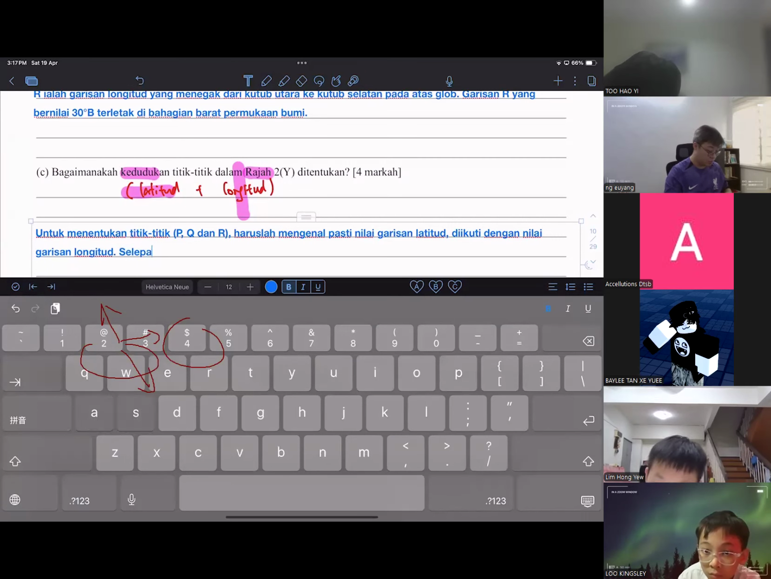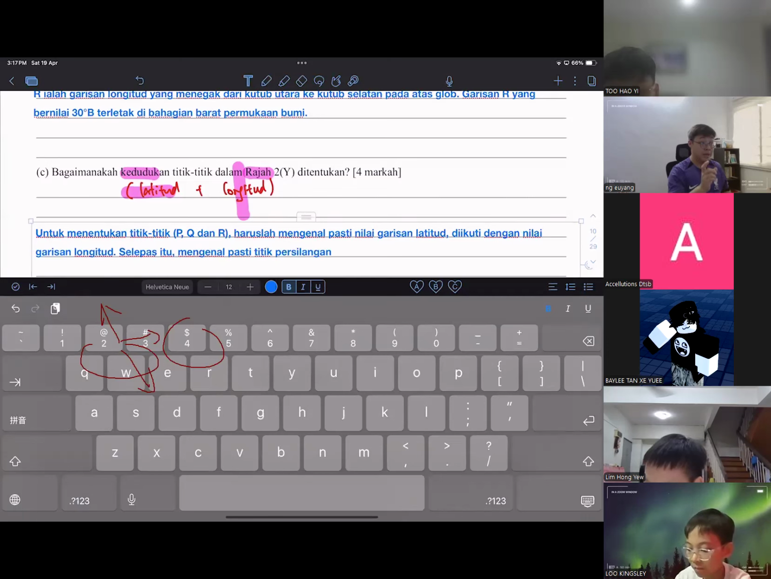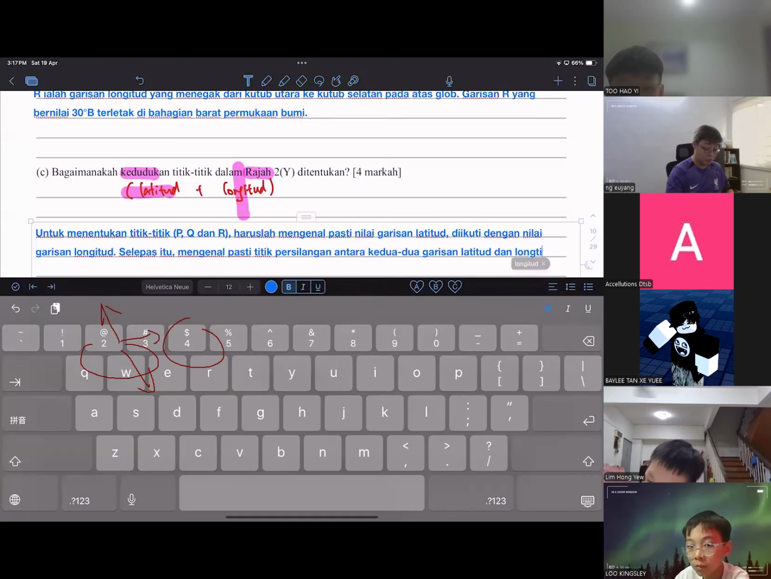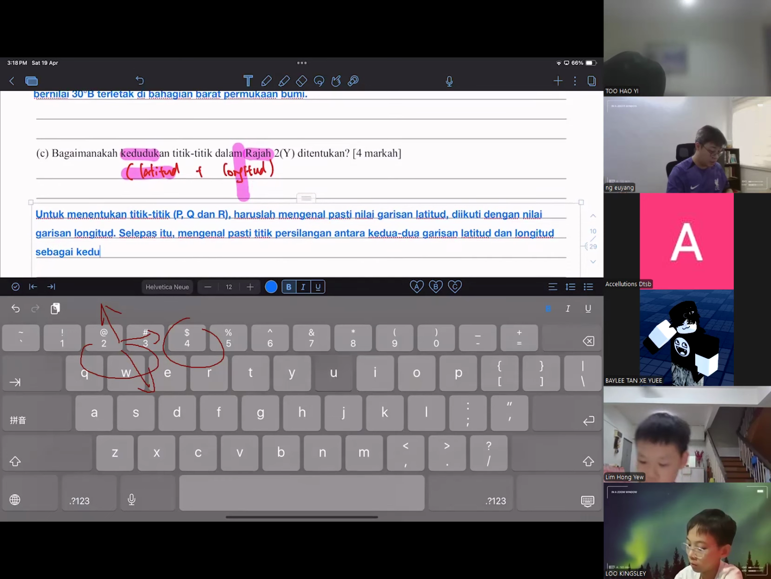So that's why the third mark is, selepas itu, mengenal pasti titik persilangan. So mengenal pasti titik persilangan antara kedua dua garisan latitude dan longitude sebagai kedudukan titik. So this is 3 marks, right?